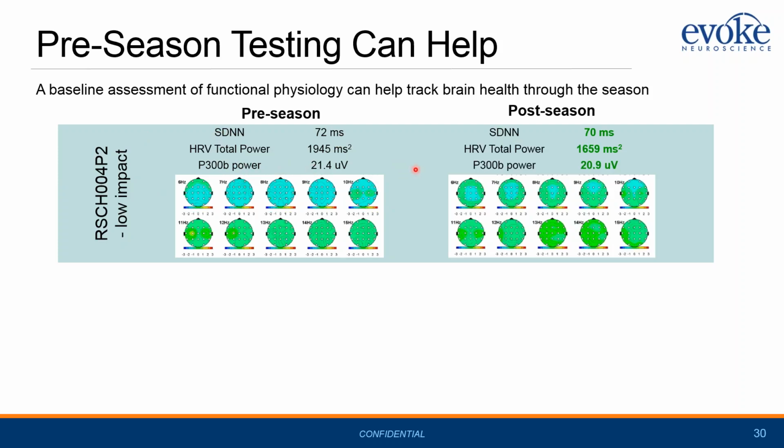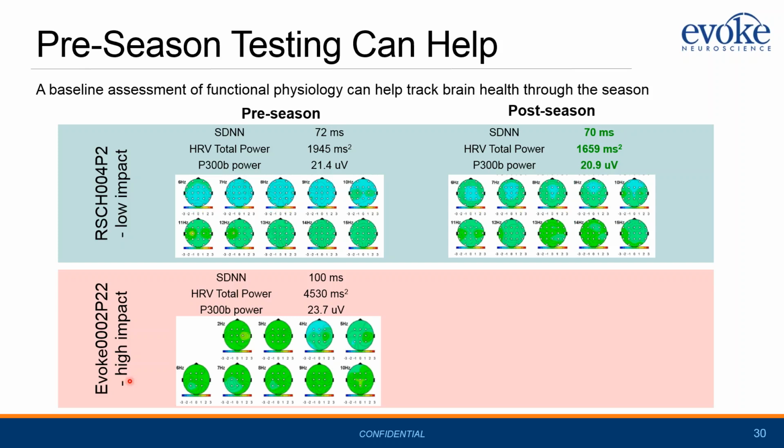Postseason, not much has changed. Our SCNN, total power, and P3B are almost identical, and we still have that kind of slightly diffuse low power. We didn't do any active brain training with him, so we wouldn't expect the low power to resolve. He's good, nothing to be concerned about.